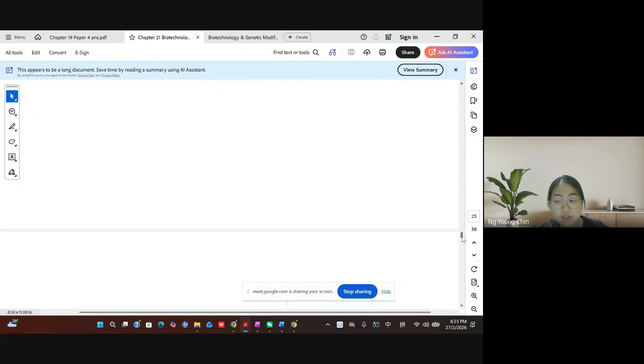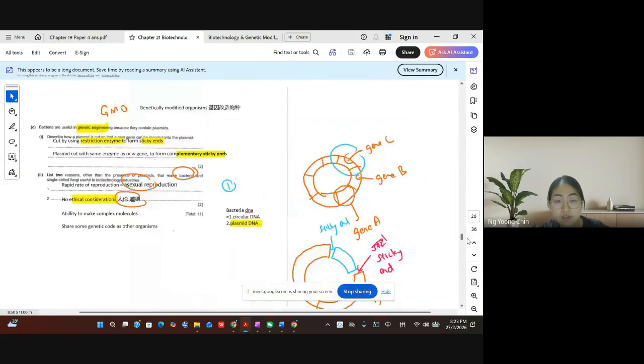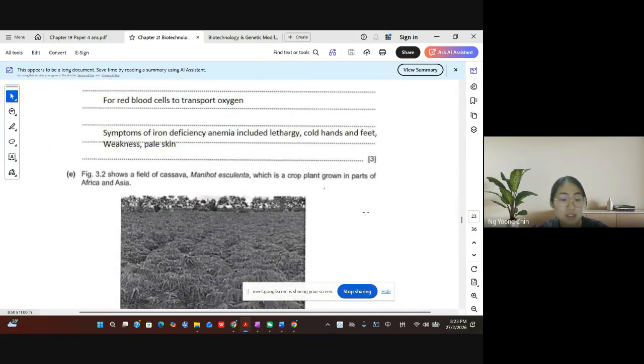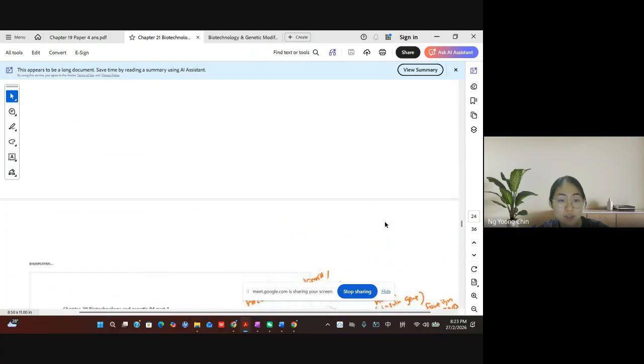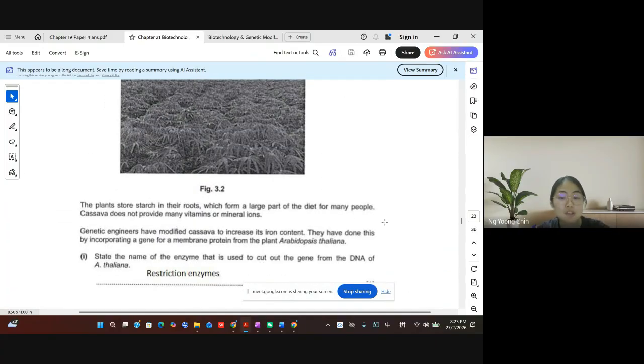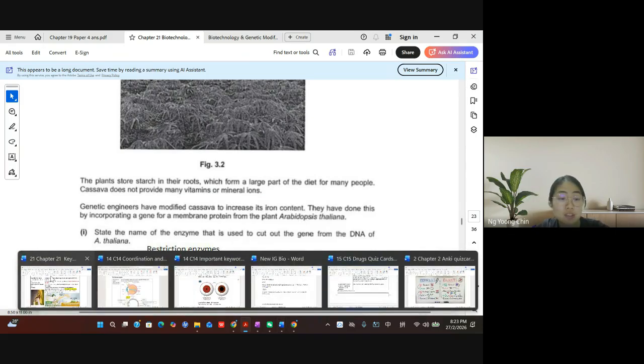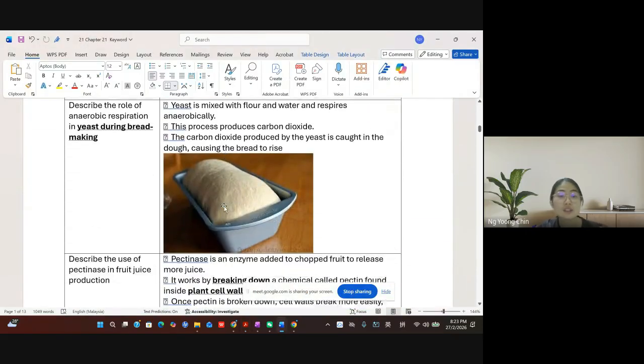Okay, here. Yeah, I think that's all for this one. And then another question. See, they always come out with similar questions. Again, what kind of enzyme cuts the gene on the DNA? It's actually the restriction enzyme. So for this one, maybe you can refer to here. This chapter 21, you can refer to here.